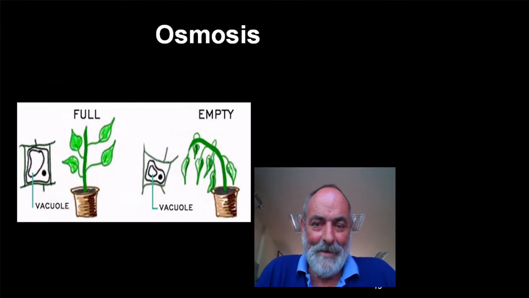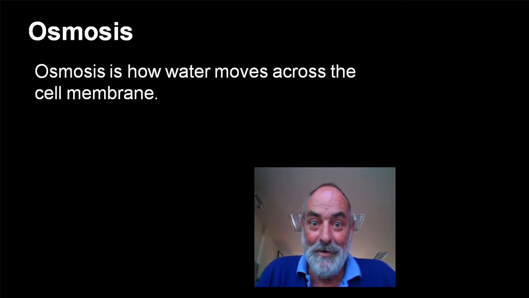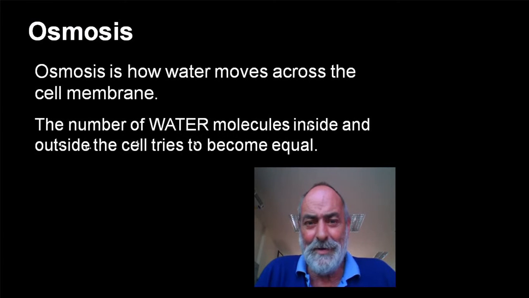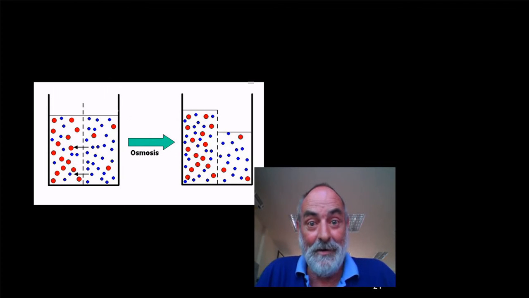So, osmosis. Now, osmosis is about water. We know that the vacuole of plant cells is full of water. This helps the plant to stay up against gravity. But when the vacuole dries out, the plant dries out. So osmosis is all about how water moves. And the number of water molecules inside and outside must be equal.